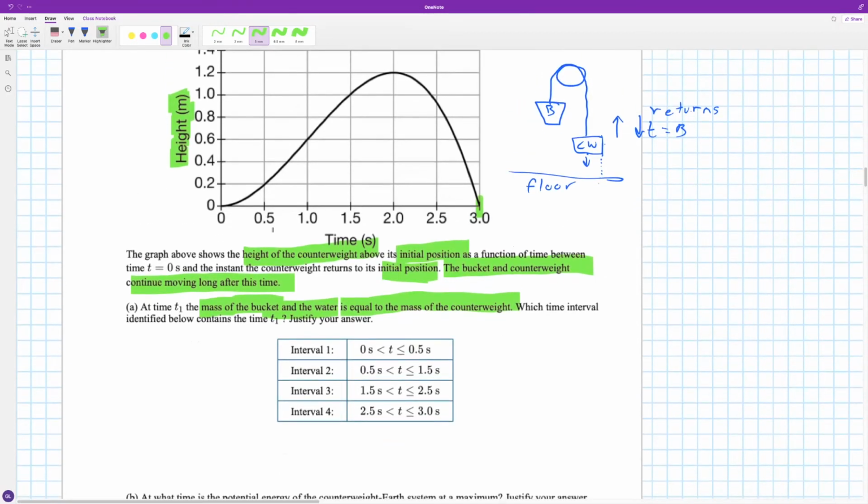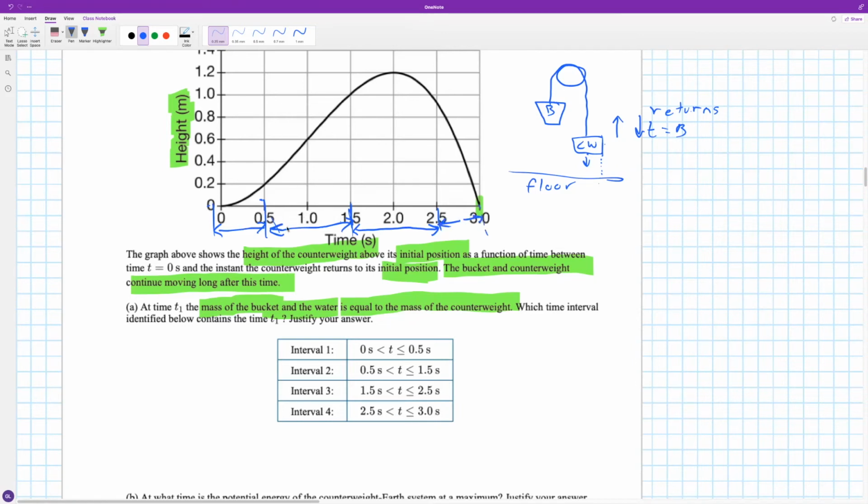Here are our 4 answer choices. So one of them is from 0 to 0.5. I'm not going to mark it that way. I'll just go ahead and say from here to here is one. The other one is from 0.5 seconds to 1.5 seconds. So that's another time interval. The next one is 1.5 to 2.5 seconds. So that's another time interval. And then the last one is from 2.5 to 3.